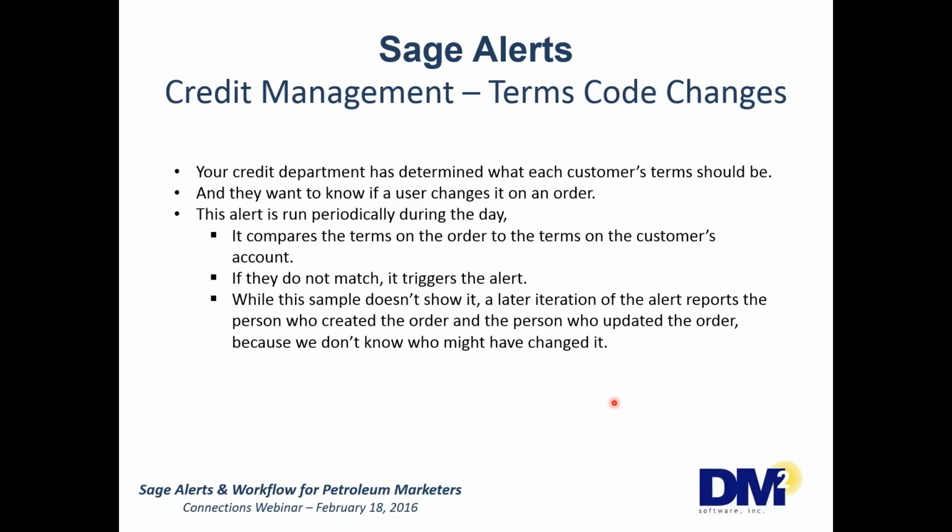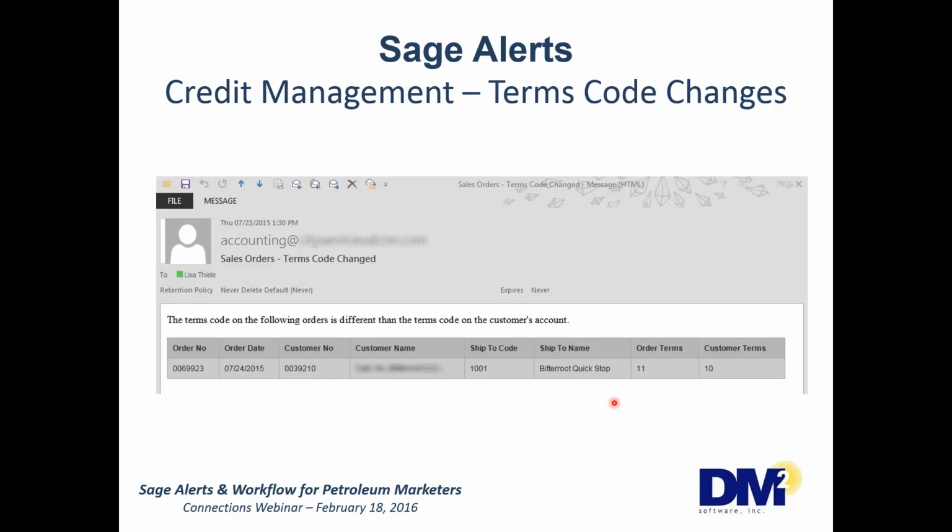Now, while the following sample doesn't show it, a later iteration of the alert reports the person who created the order and the person who updated the order, because we aren't really sure who might have changed it. This particular alert is for orders. It could also be done for invoices, but that would be more of an after-the-fact alert after the invoice has been updated. This alert will tell you the customer to ship to, the terms on the order, and the terms on the customer's account.